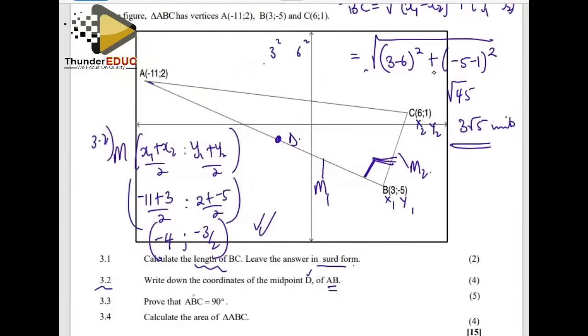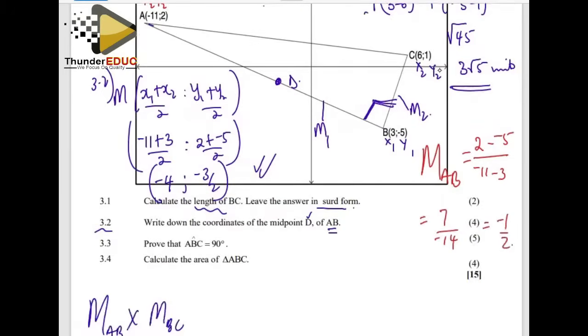So let's look at AB. The gradient of AB, we can say this is x2, y2. So y2 minus y1, so it's going to be 2 minus negative 5 over negative 11 minus 3. What does that become? That's going to be 7 over negative 14, which is basically negative a half.